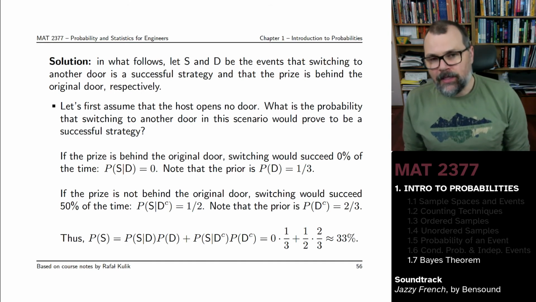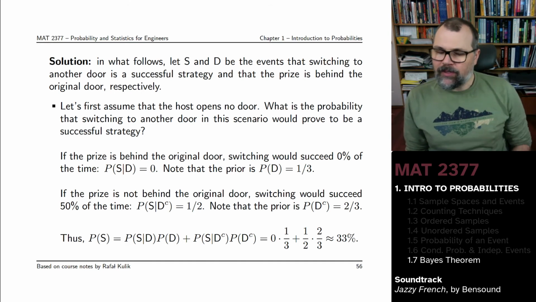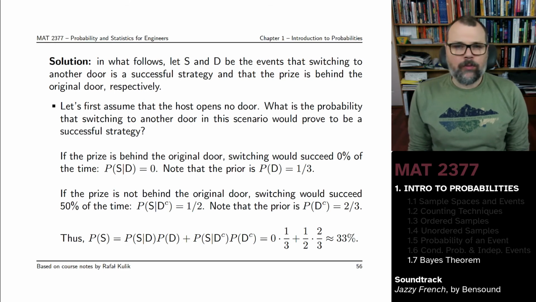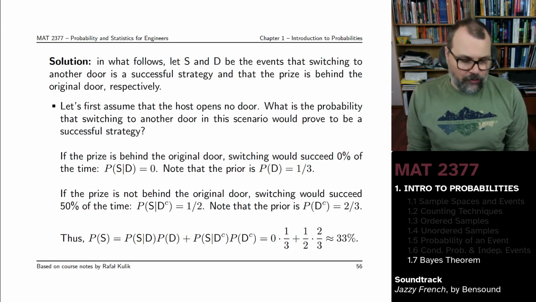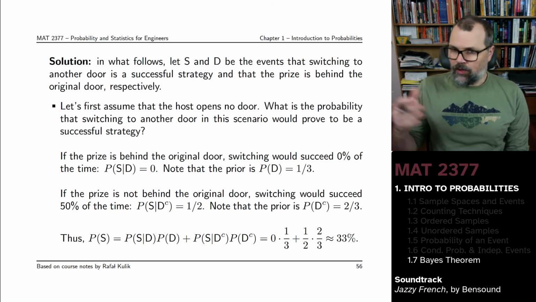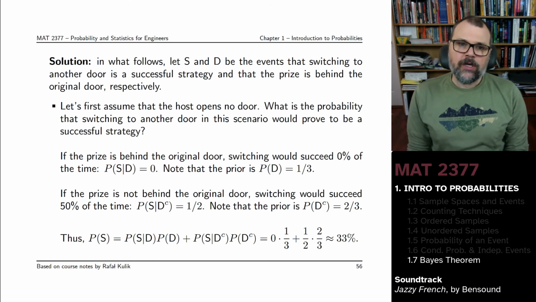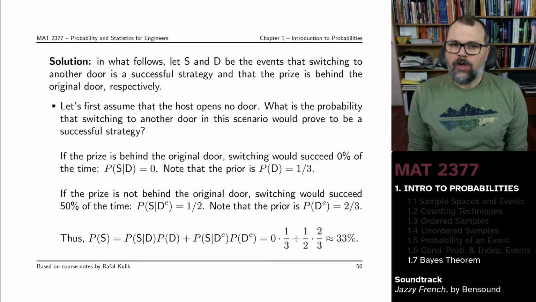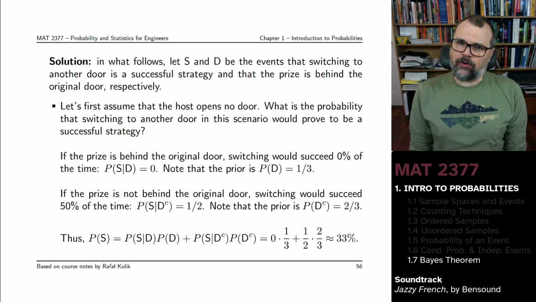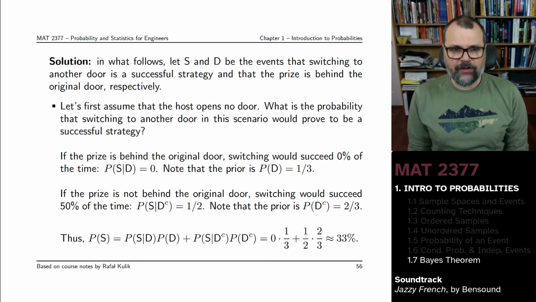So we're going to look at the game where we're going to modify the game a little bit. The first game we look at, the host opens no door for you. So you pick a door, and then you're offered the opportunity to switch from the door you'd picked to any one of the other 2 doors, but no door is open in the process, so you don't have access to external information. What's the probability that switching to another door would actually be a successful strategy?